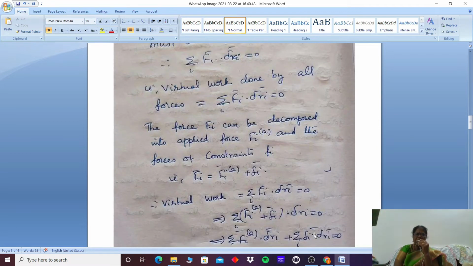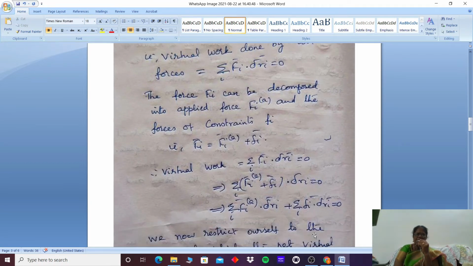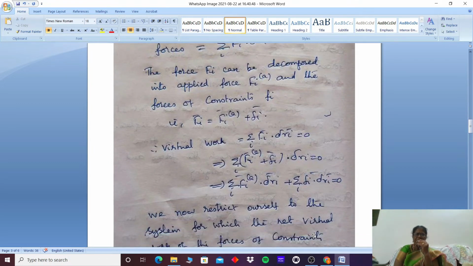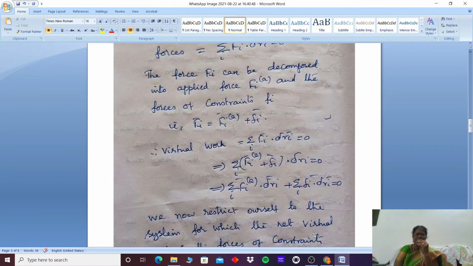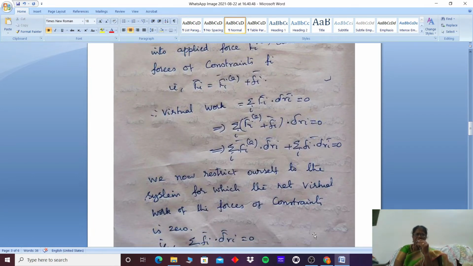The force Fi can be decomposed into the applied force and the force of constraint, small fi, and the applied force is denoted by Fia. So any force can be written as the sum of the applied force and the force of constraint. So we may write the virtual work, that is sigma over i Fi dot delta Ri, by replacing Fi by Fia plus small fi, dot product with delta Ri, equal to 0. We can write that as two terms: sigma over i Fia dot delta Ri plus sigma over i small fi dot delta Ri equal to 0.